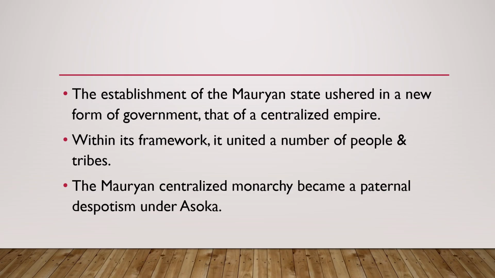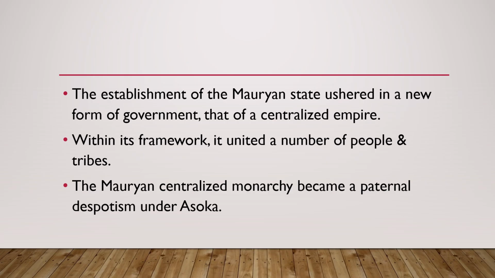The establishment of the Mauryan state ushered in a new form of government, that of a centralized empire. Within its framework, it united a number of people and tribes. The Mauryan centralized monarchy became a paternal despotism under Ashoka.